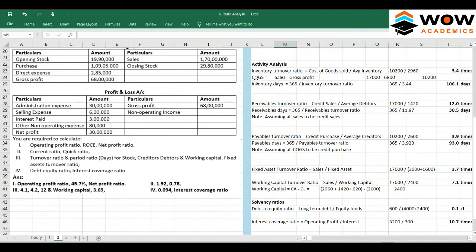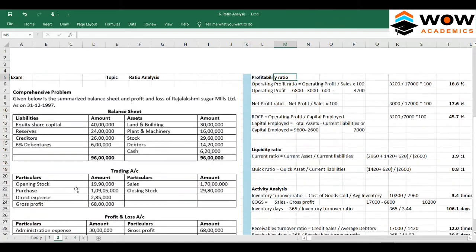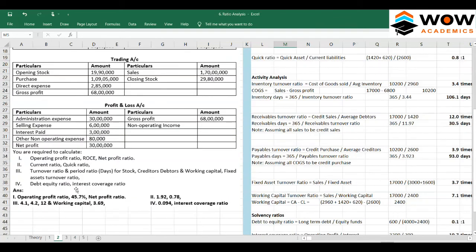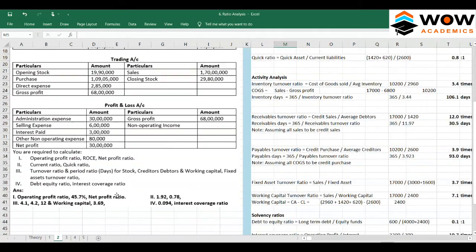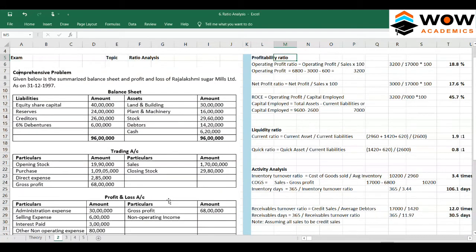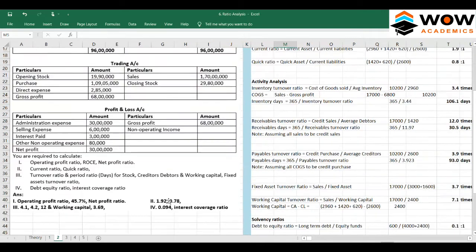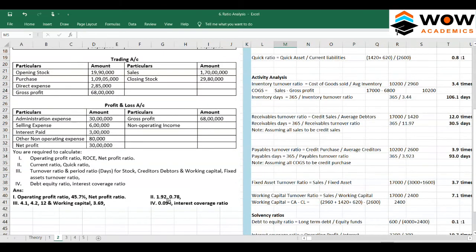If you want, we can compare the answers. So operating profit should be 45.7. Okay, operating profit, I'm not sure whether these numbers are perfect. Okay, I think it's not there. ROC at least 45.7. I think ROC is the 45.7. The other numbers are not calculated. 1.92, 0.78, 1.92, 0.78 that we got. 4.1, 4.2.